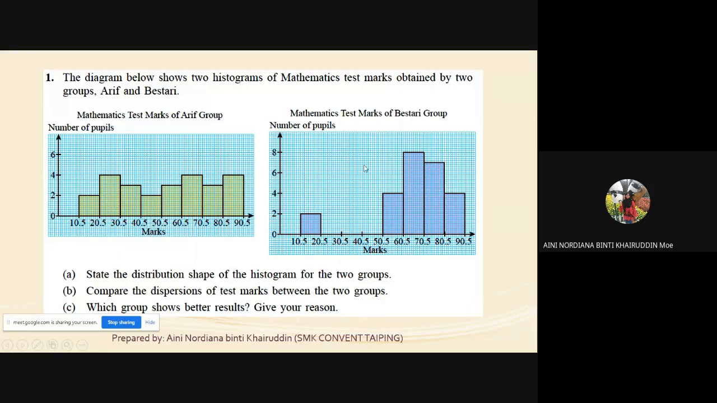Maksudnya kelas ni dia punya tahap level pengetahuan pelajarnya, ada dua orang je yang macam tak berapa okey lah. Yang lain tu agak bagus lah, 50 and above kan. Tu maksudnya lah. Tu maksud extreme value kat sini.